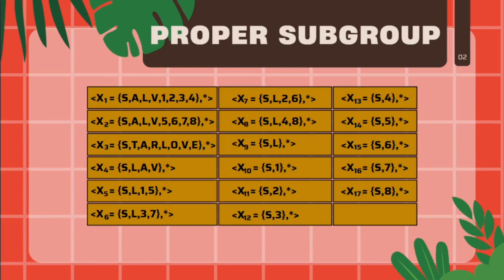Next is the proper subgroup. When we say proper subgroup, it doesn't include every element of the original group. As you can see here, we have the x sub 1, x sub 2, x sub 3, x sub 4, up to x sub 17.